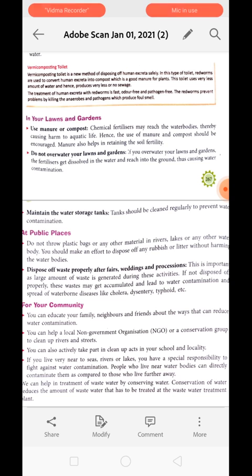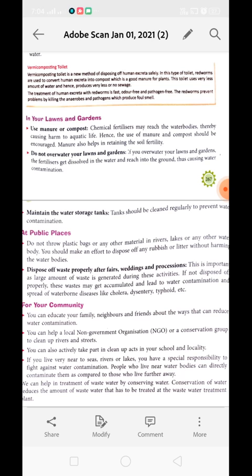Means what? If we are using chemical fertilizers and all, excess amount of fertilizer will be washed away along with the rainwater, and with the irrigated water, they will sink down into the bottom of the soil, and in this way they will pollute the underground water as well as the water of the nearby water body. In this condition, what will happen? If we consume that kind of water, we may fall ill. So manure is the best thing to use.